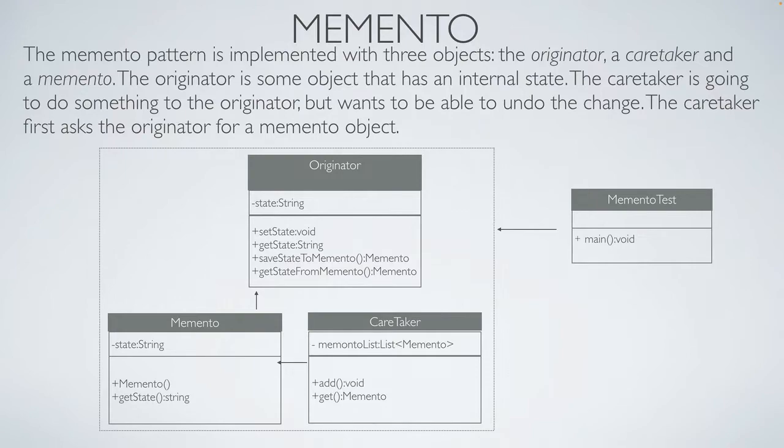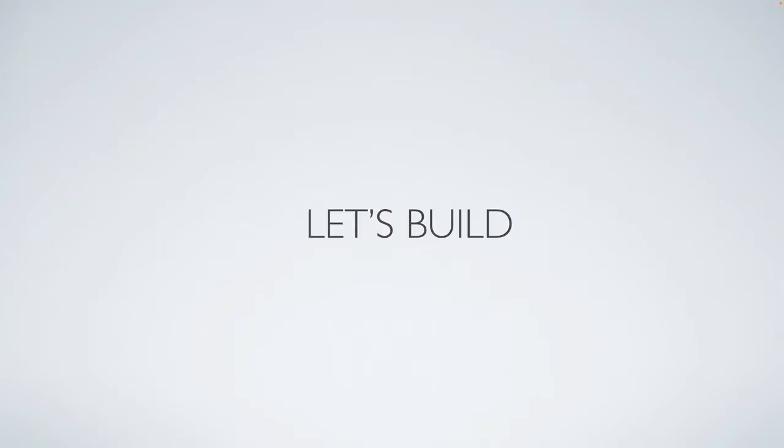Similarly, we will have a memento object that will have a state and a get state method. The caretaker will have a list of all the memento objects, and two methods: one to get the memento of a particular object and one to add a memento object to the list. And we'll have a memento test that will be used to test this concept. Let's build this example and see how it works.